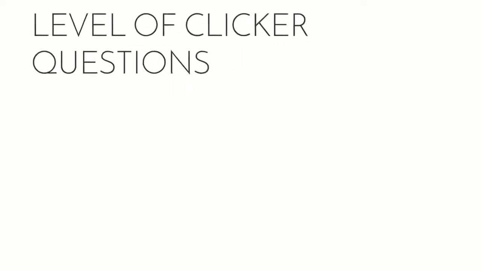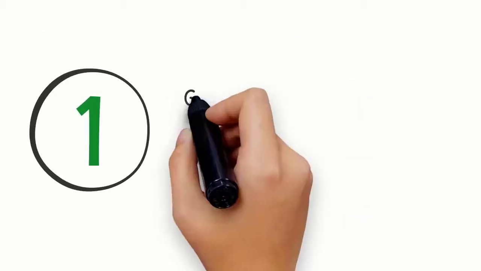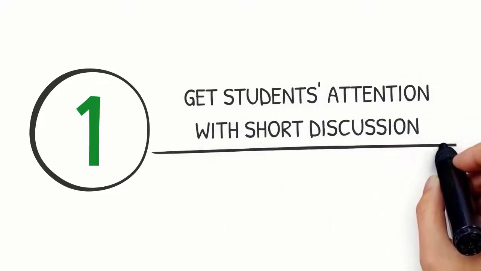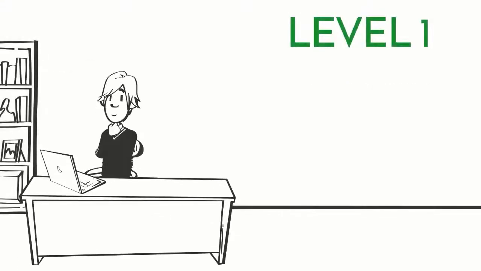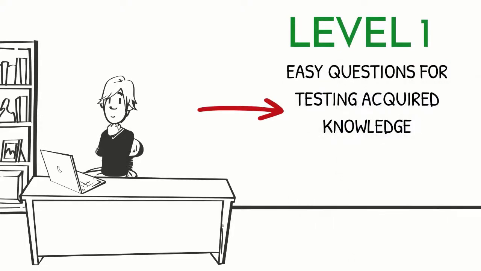The level of questions can vary with the intended purpose. On level 1, there are questions that aim at getting students' attention on the topic of the course while having short discussions with other students. These are easy questions that test factual knowledge that students can answer by making use of the knowledge they acquired in self-study before the lecture.